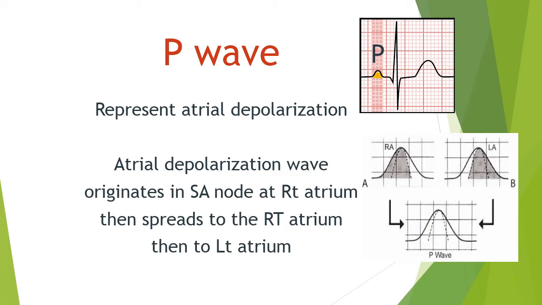The atrial depolarization wave originates in the SA node, the sinoatrial node, at the right atrium. Then this spreads to the right atrium and then to the left atrium. So if we divide the P wave, the first half would be the right atrial depolarization and the second half would be the left atrial depolarization, and the P wave is the fusion of both the right atrial and left atrial depolarization.